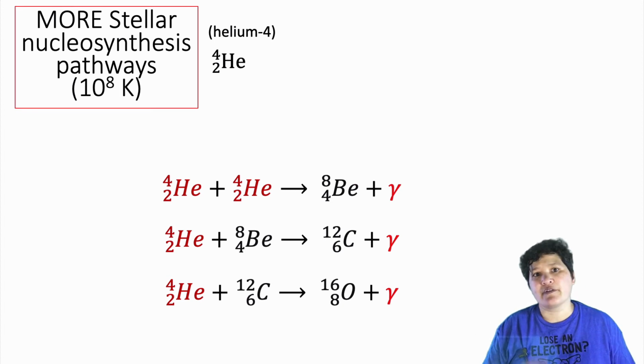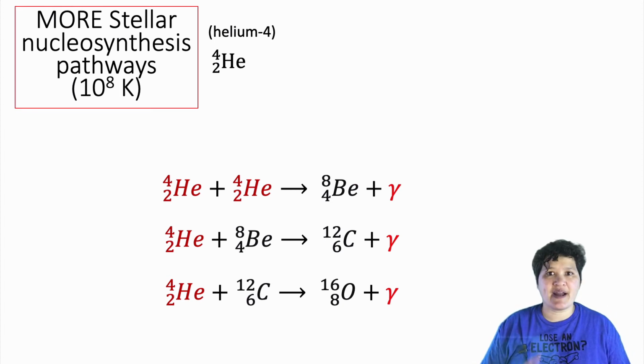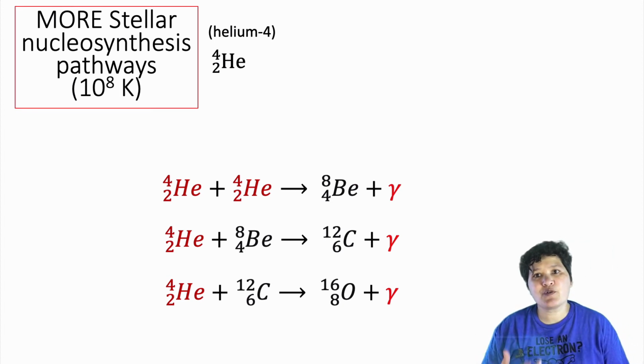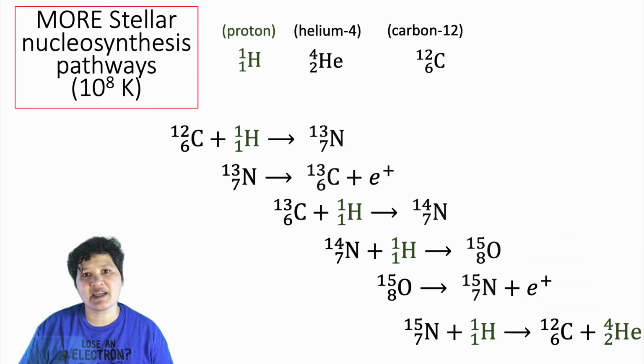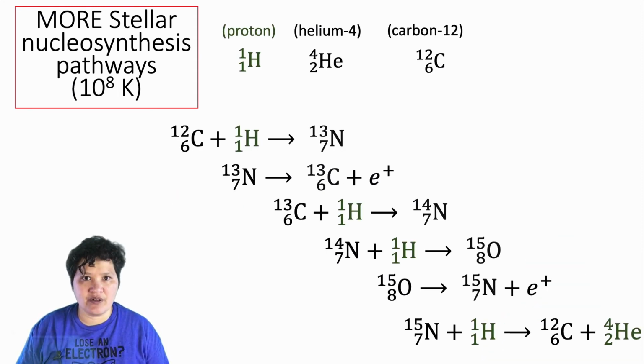Now, two notes at this point. First, these aren't the only reactions that are happening. You're still going to have a bunch of protons in your plasma, and so you can get things like the CNO cycle, shown here, going on.